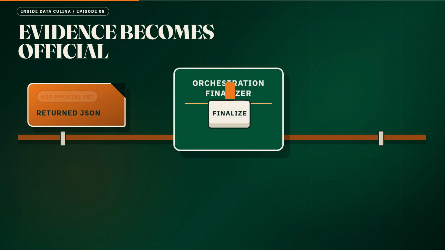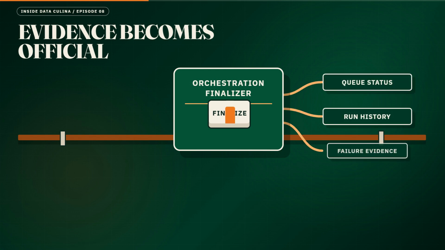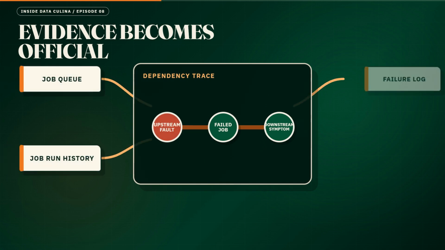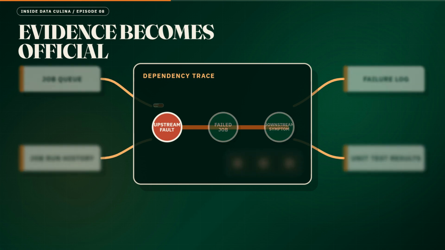When execution ends, the workload returns structured status and diagnostics. That returned JSON is useful, but it is not the official control plane record. The orchestration finalizer interprets it and writes the queue status, run history, and failure evidence. Operations can then read 4 surfaces together: job queue for current state, job run history for the failing step or zone, job failure log for the error, and unit test results for quality evidence. The goal is the earliest true upstream cause, not the loudest downstream symptom.